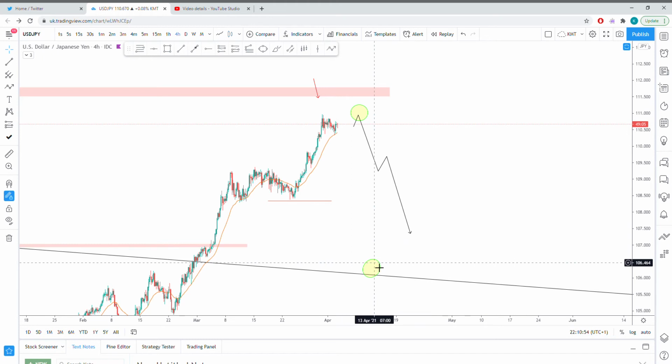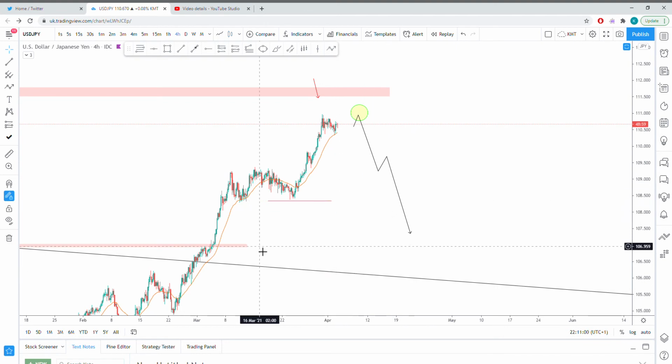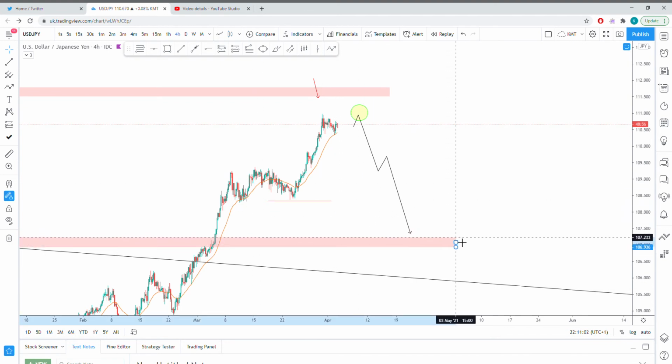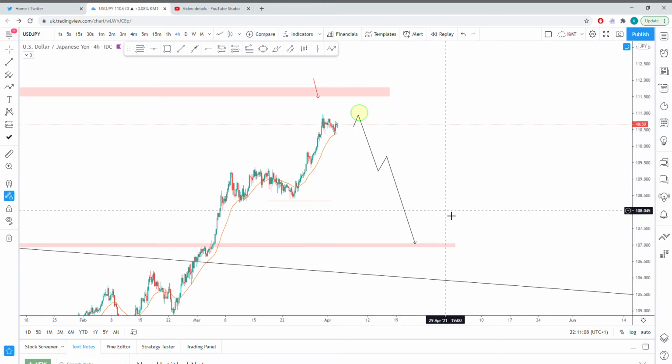I don't really know if we could come to this retest level now because it is quite far, but I am looking at this zone here now. So if we start to look at 107 as a potential take profit level, that's something that we could consider.